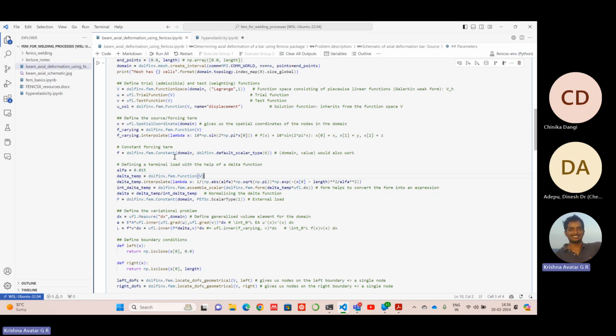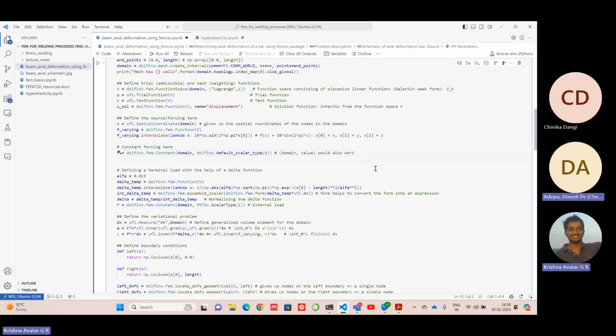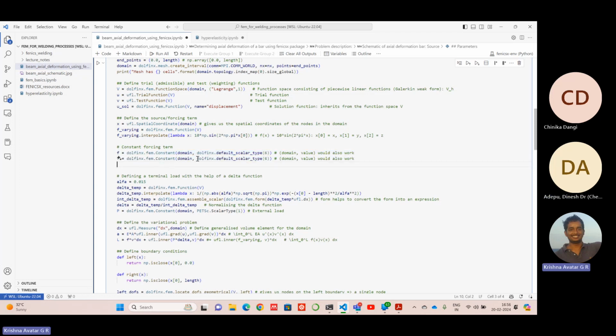Right. So one way is this, and the other way is we can also define it as something else. I'll just copy this statement. So we can also define it using the PETSc data structure. In that case, we'll call it PETSc dot scalar type. I have used it somewhere else, which means that we can have both.